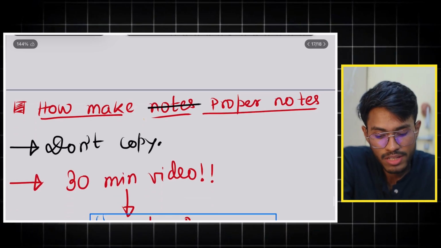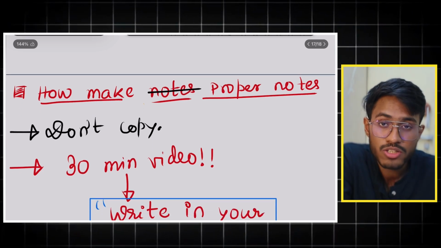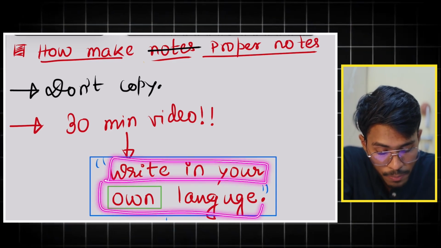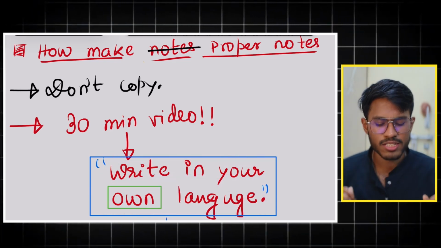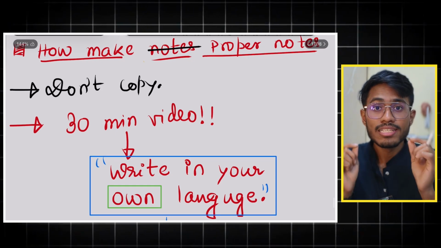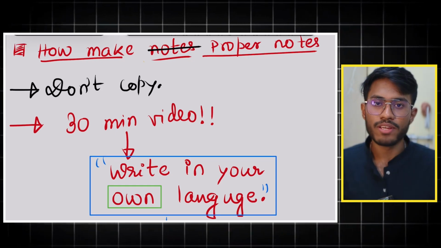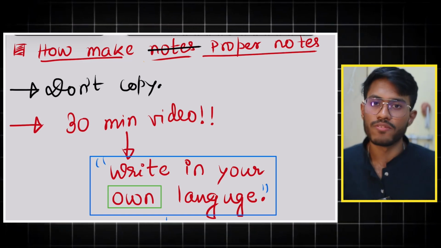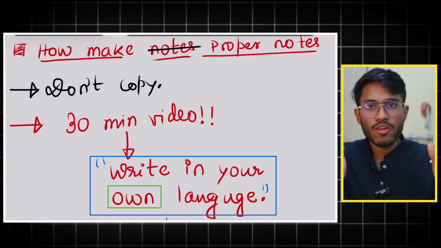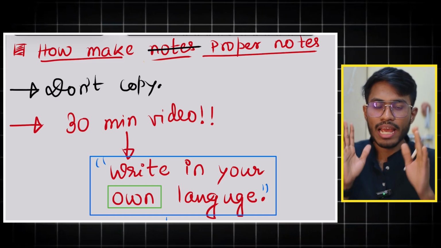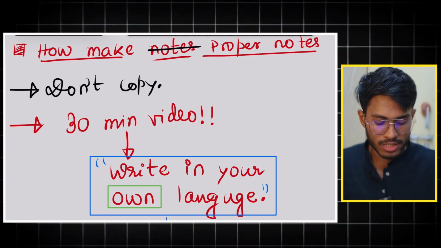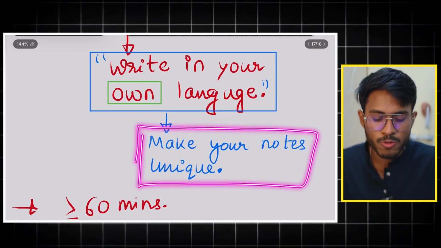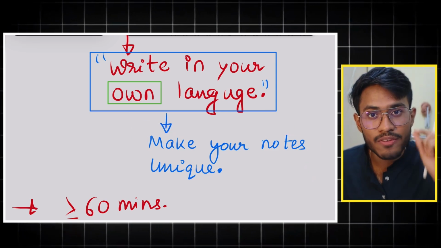The second step: if it is a 30-minute video, or a short video, then write in your own language. Please, please, this is the crux of the video. First watch the video, then pause it. The professor in that video is not going anywhere because this is a recorded video, so you can always pause it. After that, write in your own language. This will make your notes unique to you, and this will make the difference.